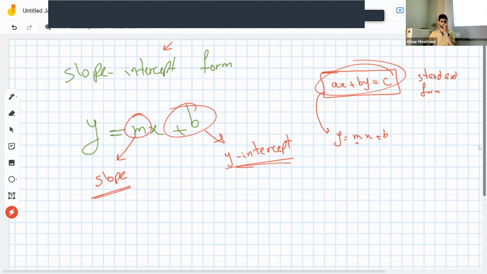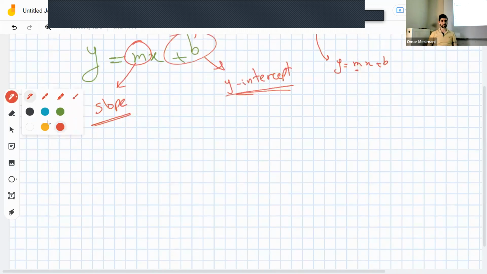And I will explain it to you. Stay with me for a minute. Both are also called linear functions. Both of them are linear. All our lesson today is about linear. Everything I'm talking about today is linear.